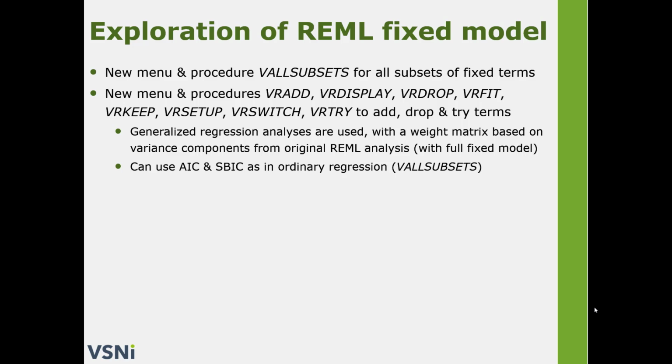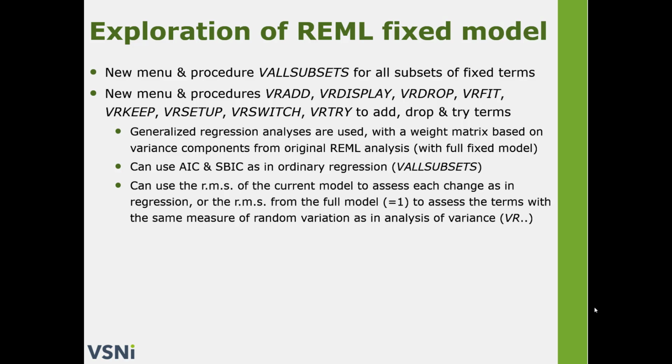Now, because we're using common estimates of the variance components for all of this, it means we can use the Akaike and Schwarz Bayesian information coefficients within all subsets, just as we would in ordinary regression. When we're using the procedures to add, drop and try terms, we can use the residual mean squares of the current model to assess each change as we would in ordinary regression. But also, as we're using a weighted analysis, the residual mean square from the full model, putting in the full fixed model, will be 1. And so it's easy to use that residual mean square for all of the terms, in other words, to assess them all with the same measure of random variation, just as we would if we were looking at an analysis of variance table.